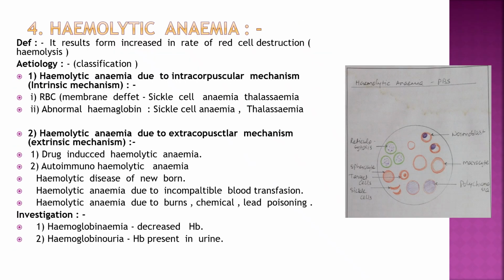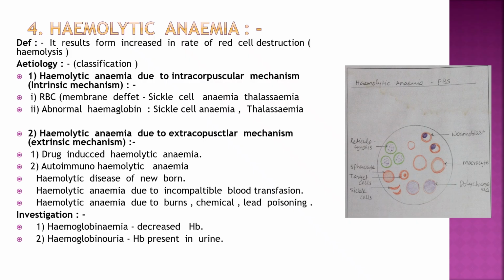Hemolytic anemia is because the red cell destruction is increased, that is hemolysis. So this can be because of an intracorpuscular mechanism, that is the defect is present inside the RBC, like membrane defect, or abnormal hemoglobin, which can be seen in sickle cell anemia or thalassemia.